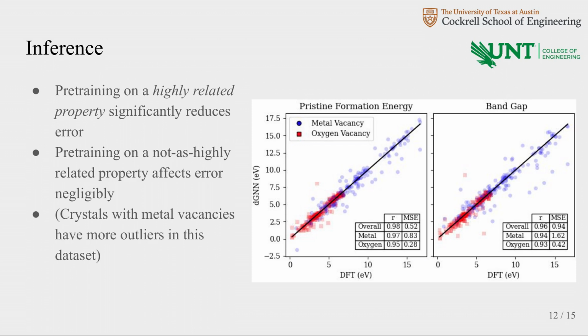Pristine formation energy is just better on both metal and oxygen vacancies, while pre-training on band gap is about the same as pre-training on nothing. And it's just worse with pre-training on the unrelated property. So to summarize this, pre-training on an unrelated property is just not good.